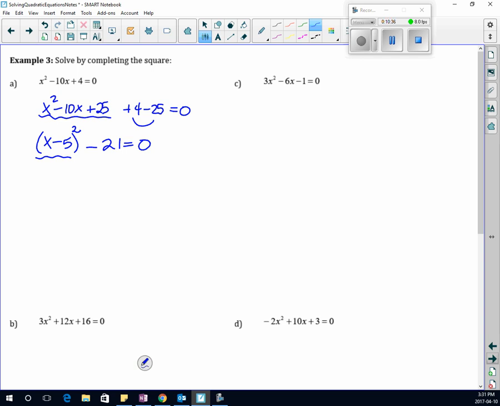And then I still got to solve. Remember, this is solved by completing the square. So I completed the square, not done yet now. I got to move the 21 over, so I get x minus 5, the whole thing squared equals 21. When I square root it, I get two answers. I get plus or minus the square root of 21. Then I have to move the 5 over, last step. So 5 plus or minus the square root of 21.